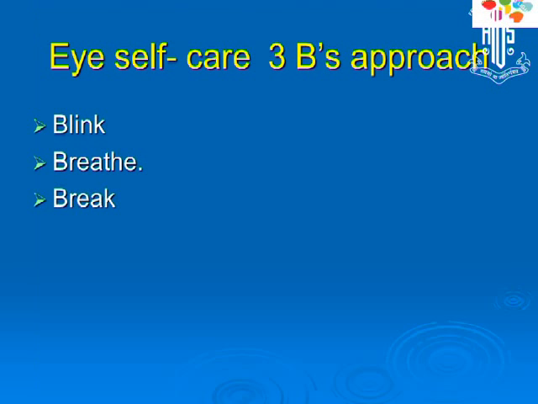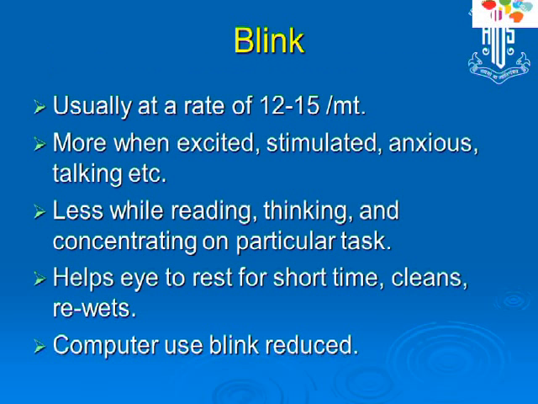How will you approach this? There is a 3B approach, that is to blink, breathe and break. So what about the blinking? Usual blinking, you are aware, is told to be 15 times per minute. When you are excited, your blinking rate will go up. When you are talking, sometimes your blinking rate will go up. Children come with frequent blinking due to some psychological tension.